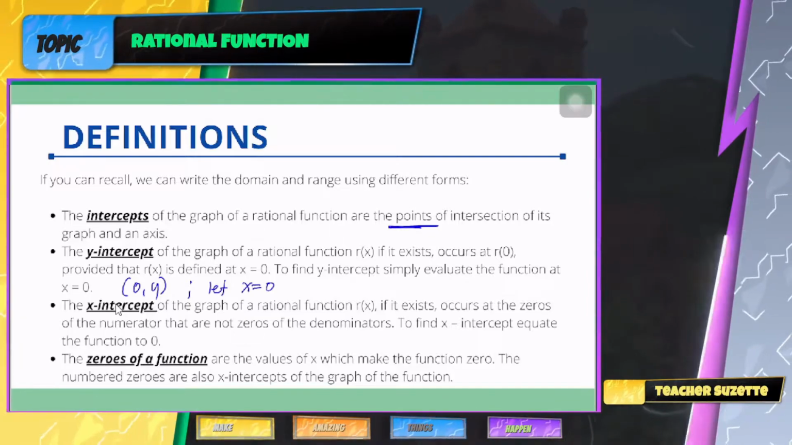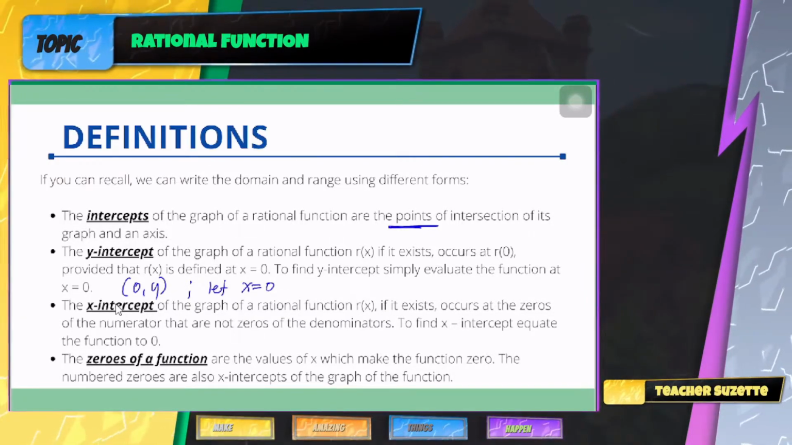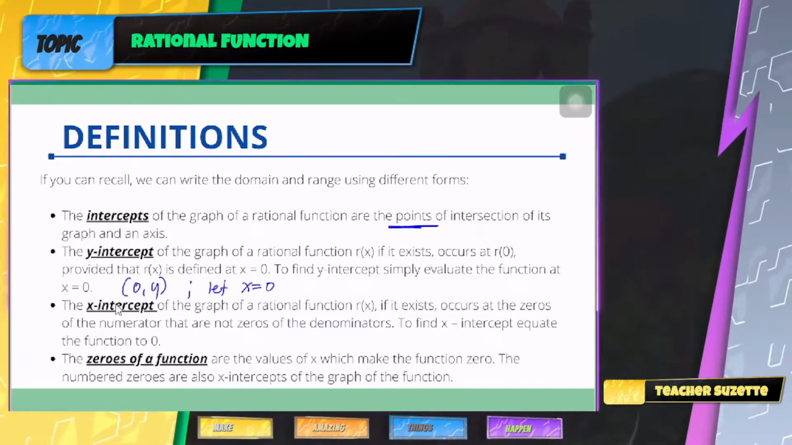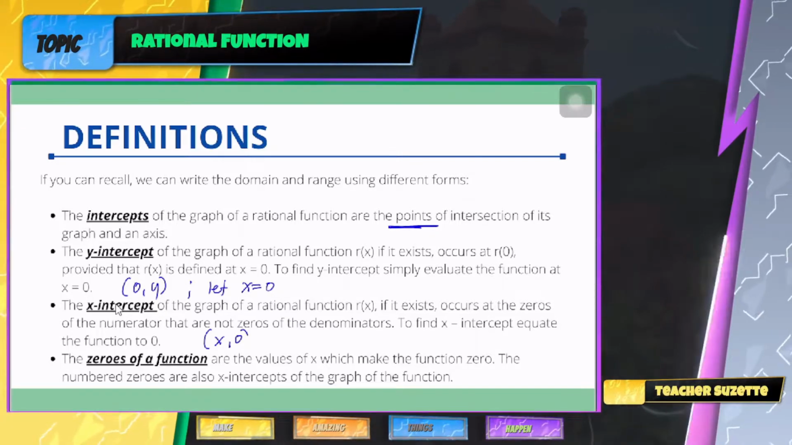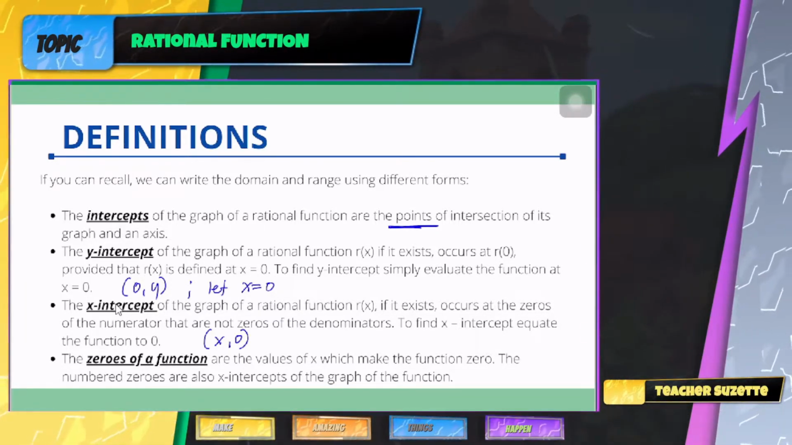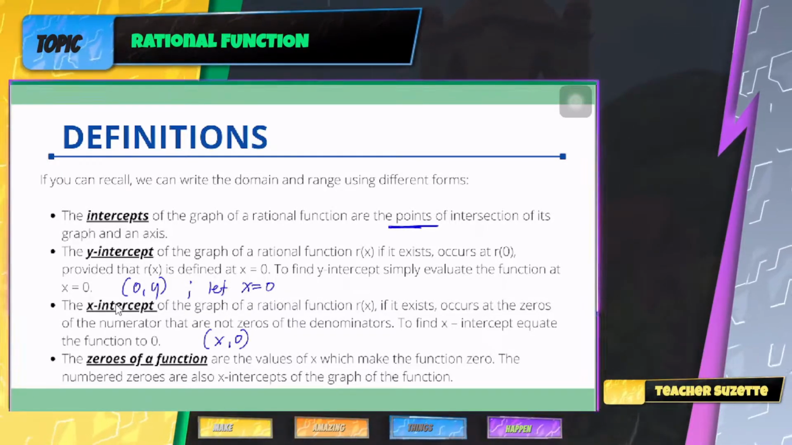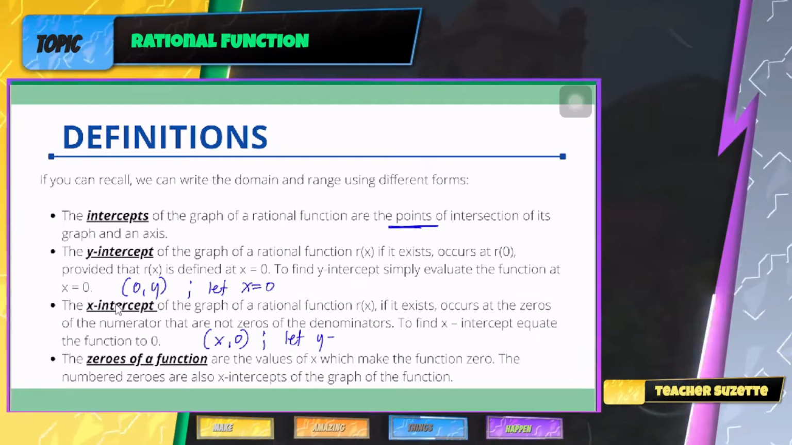So, ganun din naman po sa x-intercept. This is the point where your graph intersects your x-axis. Therefore, your ordered pair is (x, 0). X can be positive or negative, depende yan kung saan tumama or nag-intersect ang graph mo. And to solve this one, you let your y be equal to 0.